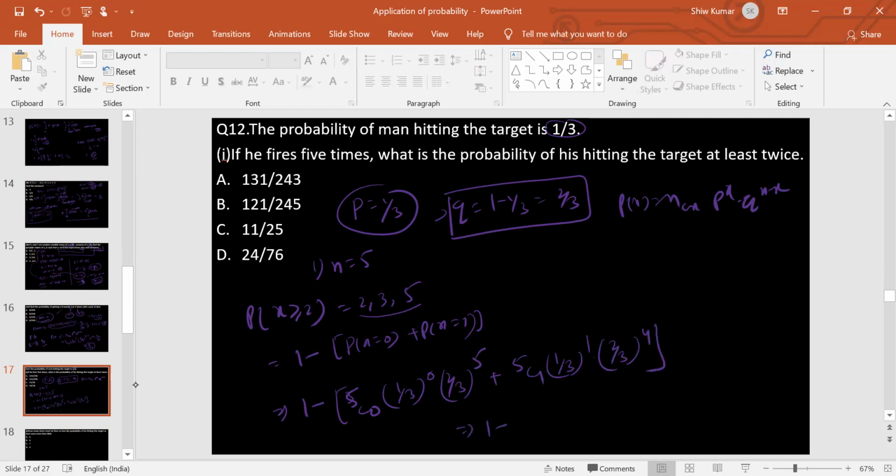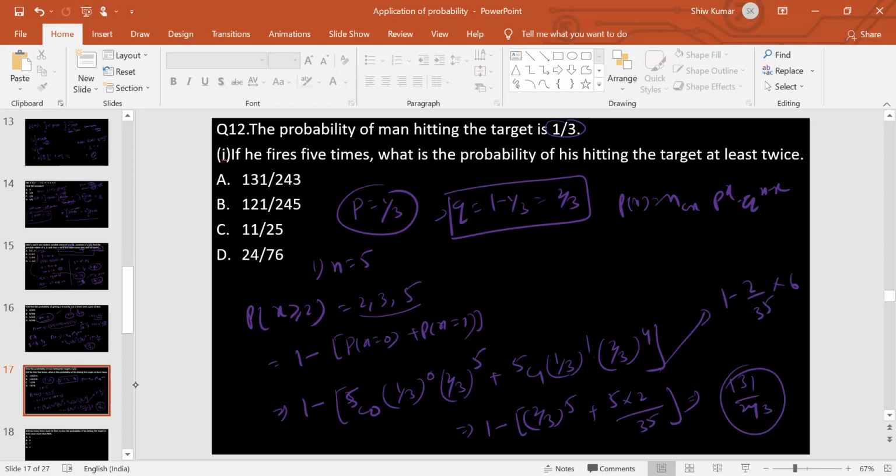To simplify them, you'll get here 1 minus, 5C0 is 1 and 2 by 3 to power 5 it will be. And 5C1 value is 5 into 2 divided by 3 to power 5. So 2 by 3 to power 5 if you take common outside, it is 1 plus 5, it's 6. And if you simplify them, you will get in the last 131 by 243. क्योंकि इसको हम लिख सकते हैं 1 minus 2 by 3 to power 5 and you will get here 6. You simplify it, you will get this one only. So option number A is the right answer.